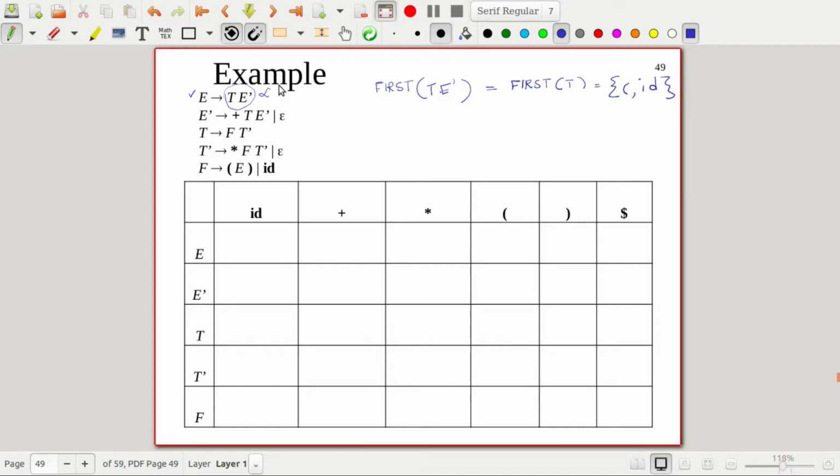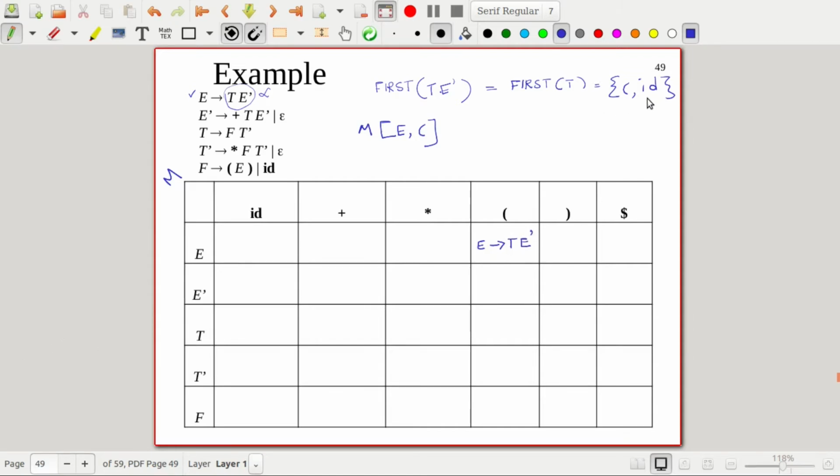Now what do we have to do? For each entry present within this set, we will index our table M. This is our M, this table is M[A, a]. That means here our non-terminal is E, and first, we take this. Here we set this production. Here E gives TE dash will be entered here.